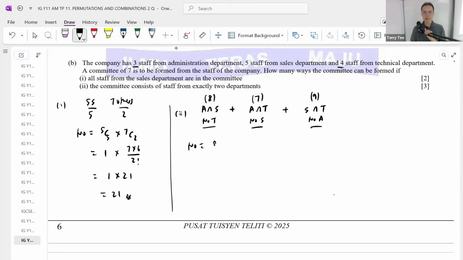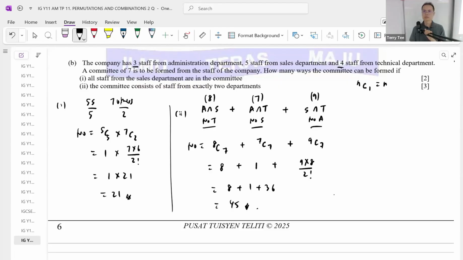The first one, 8, I choose 7, right? Second one, 7, I choose 7. Third, sorry, not 8, 9. 9, I choose 7. So 8 choose 7 is just 8, right? Remember, nC1 is n. 7 choose 7 is 1. Okay, this one, how to do it? 9C7 is 9C2, remember the same formula? 9 times 8 over 2 factorial. This is 72 divided by 2, 36. So 8 plus 1 is 9, 9 plus 36, 45.